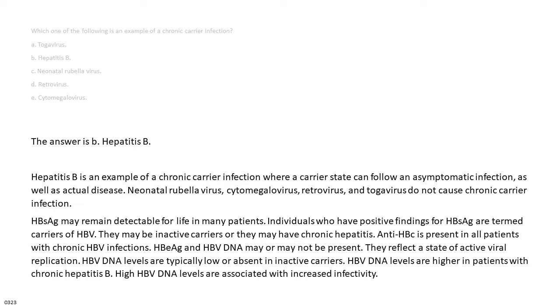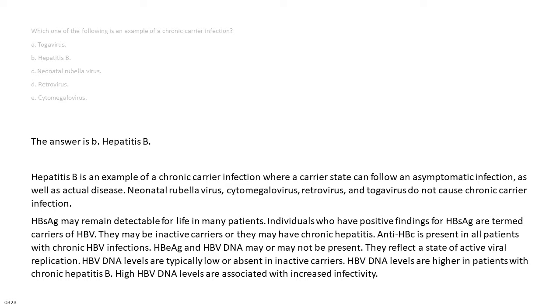The answer is B. Hepatitis B. Hepatitis B is an example of a chronic carrier infection where a carrier state can follow an asymptomatic infection, as well as actual disease. Neonatal rubella virus, cytomegalovirus, retrovirus, and Toga virus do not cause chronic carrier infection. HBsAg may remain detectable for life in many patients.